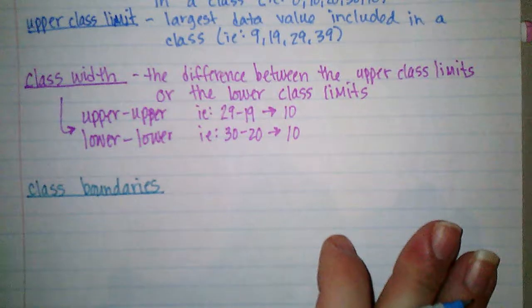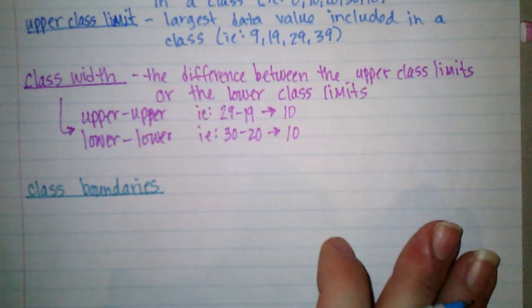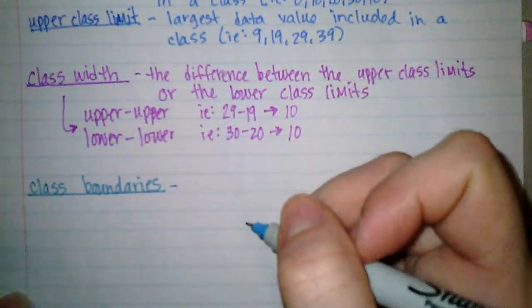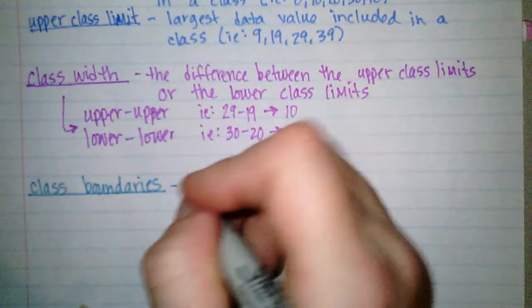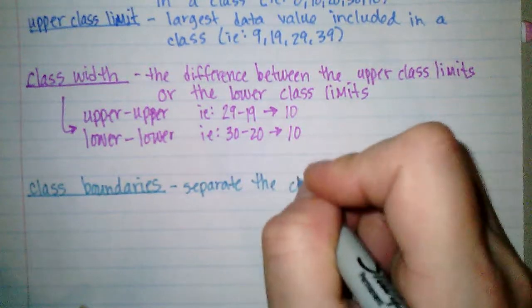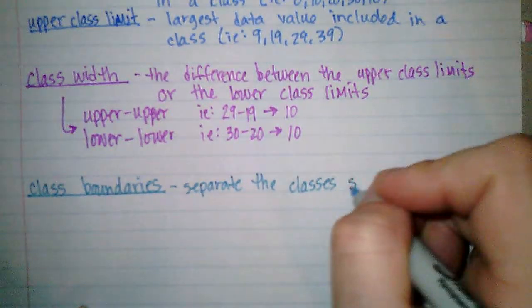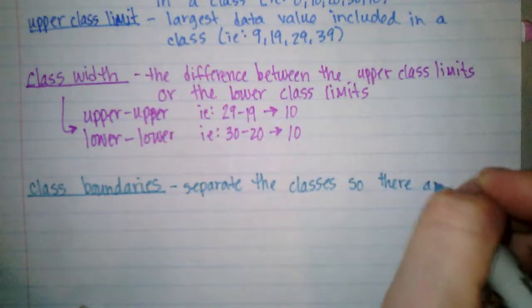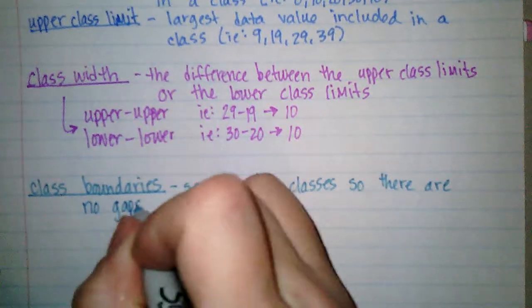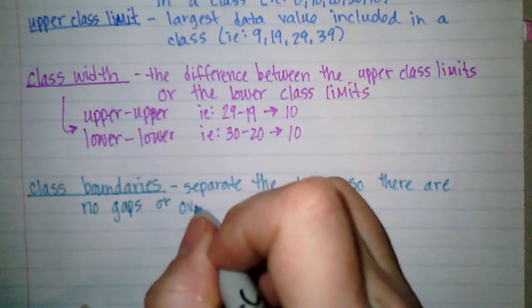Now, class boundaries are kind of bizarre. What they do is they're going to go one decimal place further than the class limits, and they always end in a 5. I'll tell you their purpose, and then I'll go back over that information. So the purpose of class boundaries is to separate the classes so there are no gaps or overlaps in the distribution.